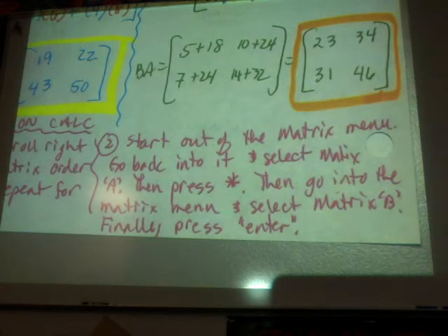Then go back into the matrix menu, select matrix A, then you'll press your times key. And then you go back into the matrix menu and select B. Hopefully put matrix A into matrix A and matrix B into matrix B. And then finally you'll press enter, and it should give you our first one. Then you're going to go back in and do B times A, and it should give you your second one. So I'll input this in a minute. Write down the directions, because if you don't know how to do it, you'll forget.